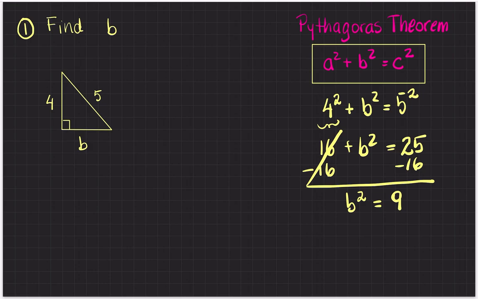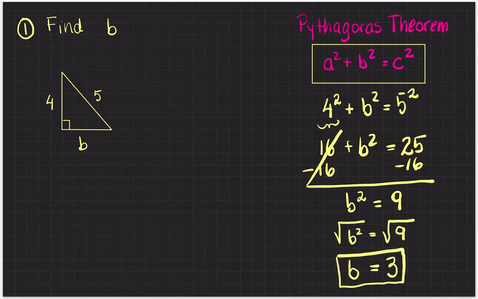Now I need to get rid of this power of 2. As always, I'm going to do the opposite operation to get rid of it. And what's the opposite operation of power of 2? Square root. So I'm going to square root both sides of the equation. So now, square root of B squared, that's B. Square root of 9 is 3. Okay, so the side B is equal to 3.